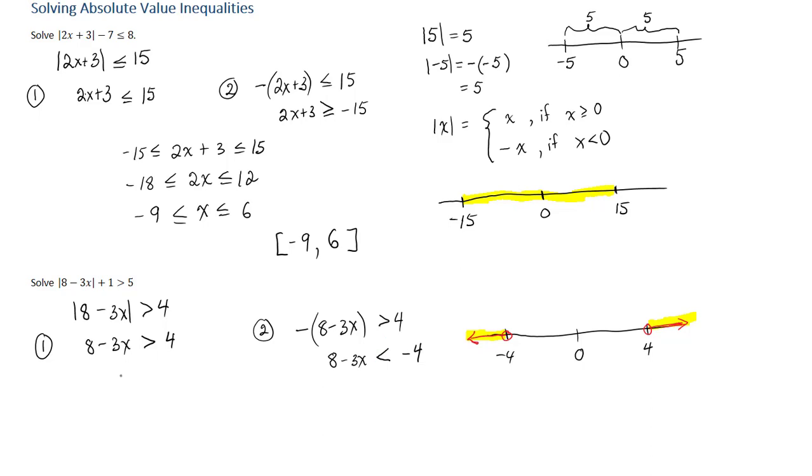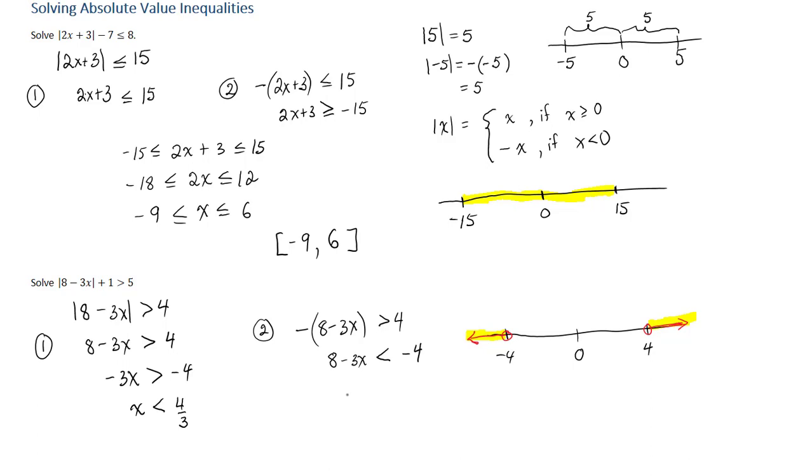To solve for x, we would need to subtract 8 from both sides, which will give us -3x is more than -4. Now dividing by -3 to get x by itself means, again, we need to flip the inequality sign because we're dividing by a negative. So we'll get 4/3, and so x is less than 4/3. Let's solve the second one.